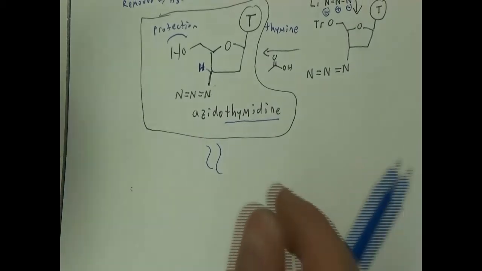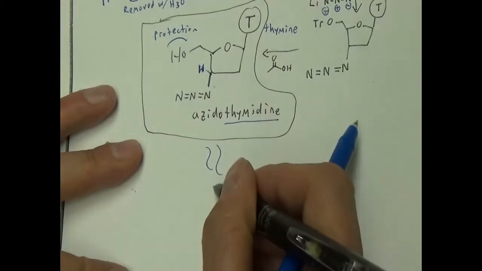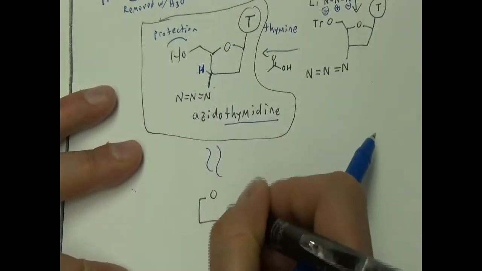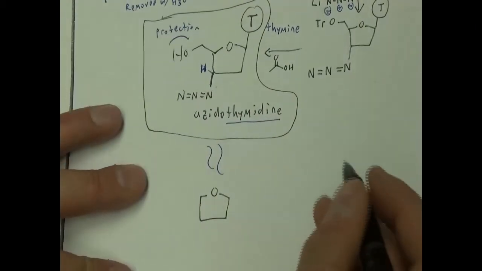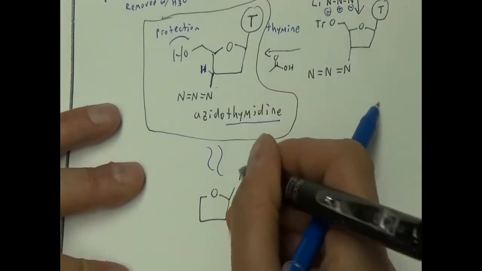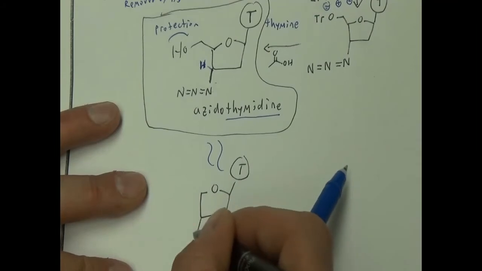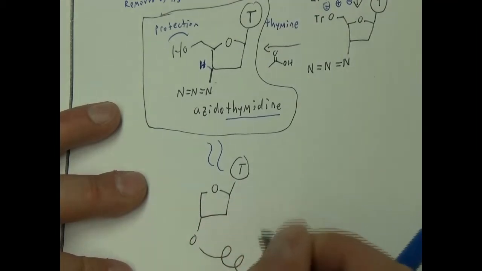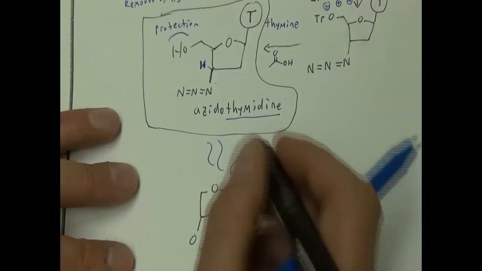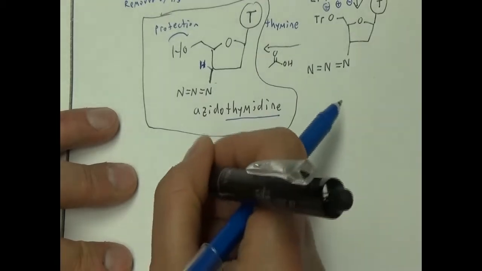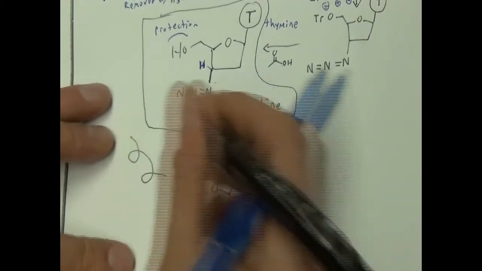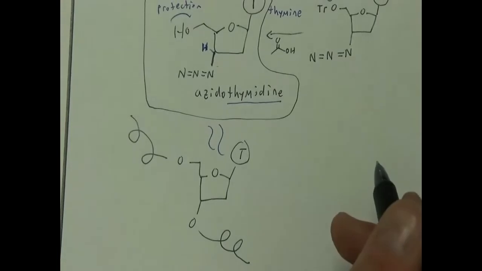It is going to look like this. All right, so we have our furan, maybe a thymine or one of the other bases, and we have an oxygen, and then there's a series of other nucleotides, and okay. That's kind of the way it looks.